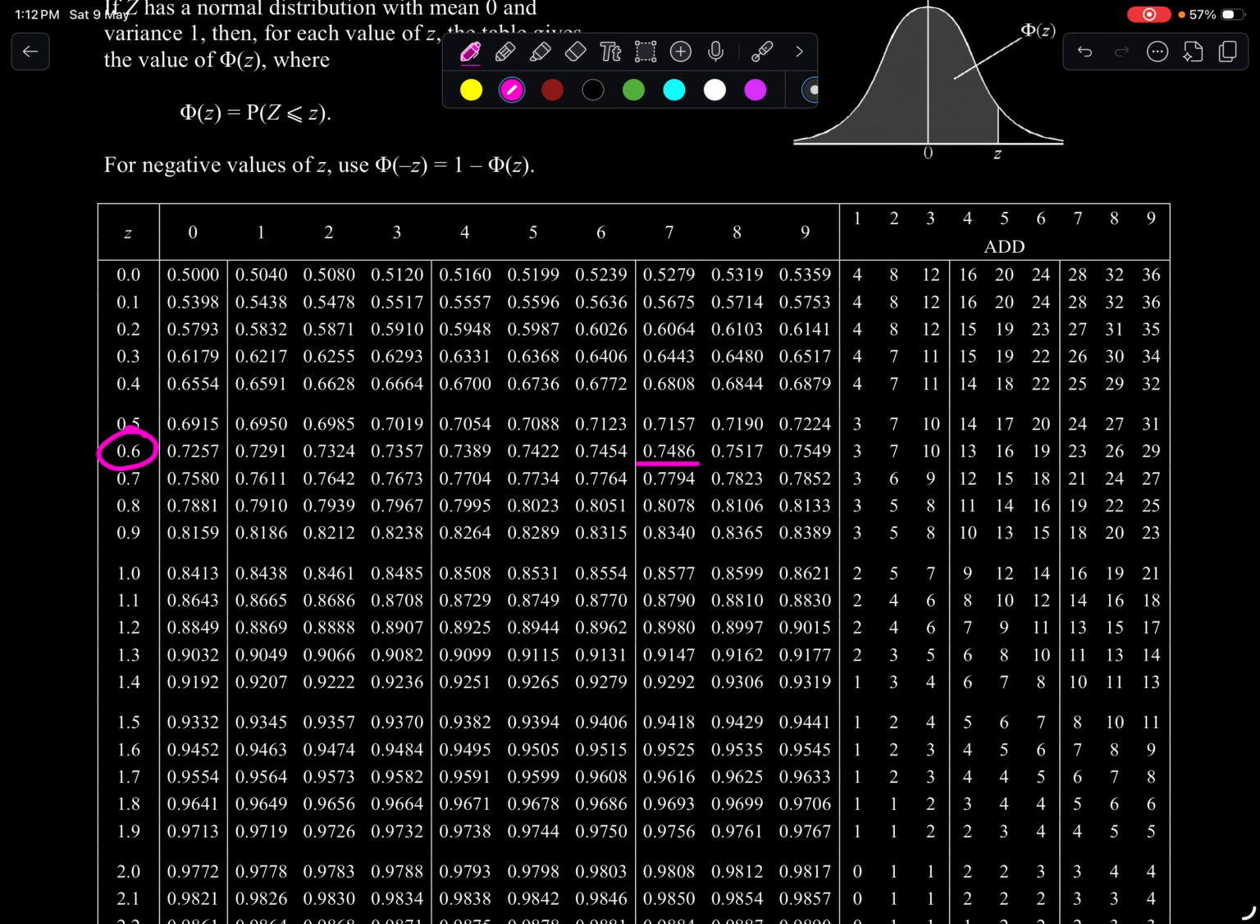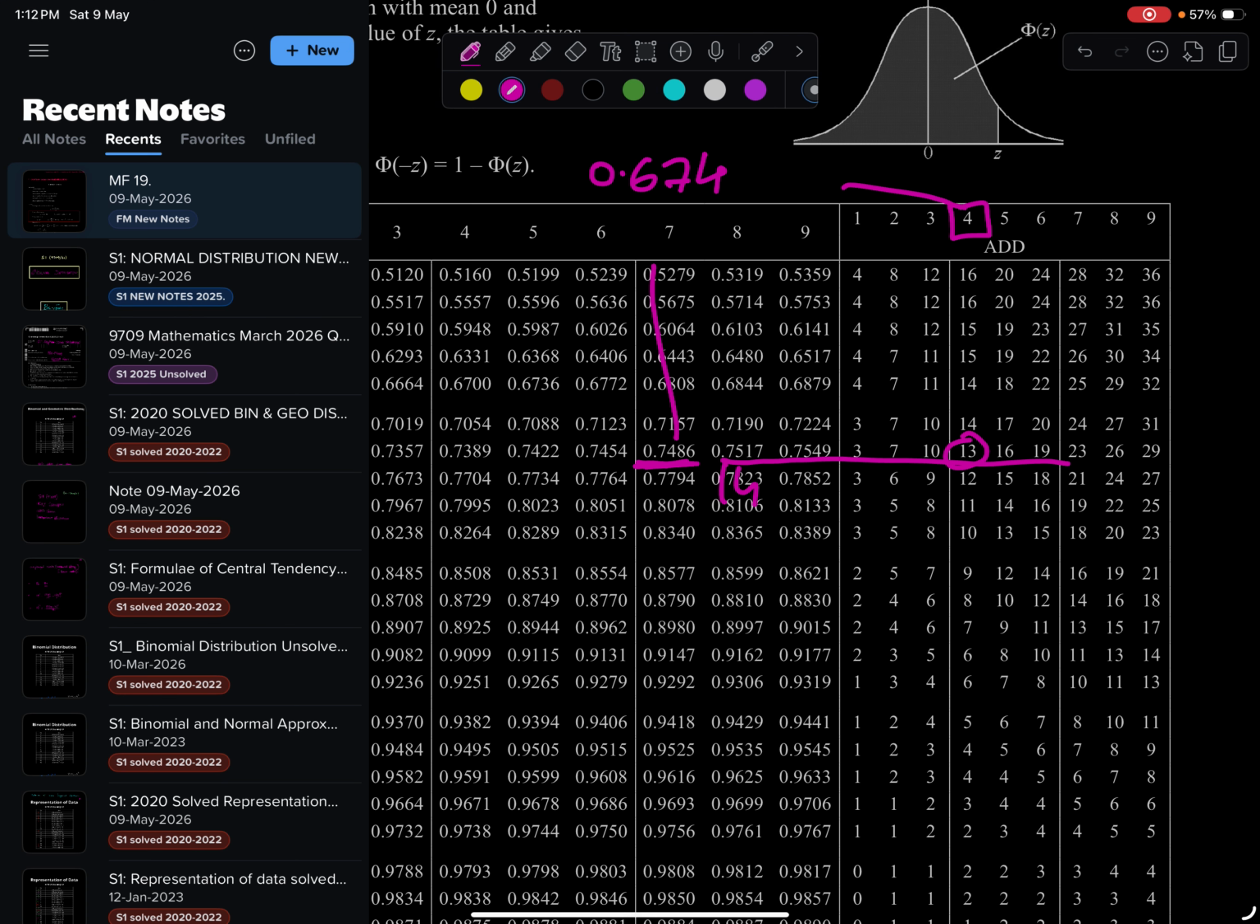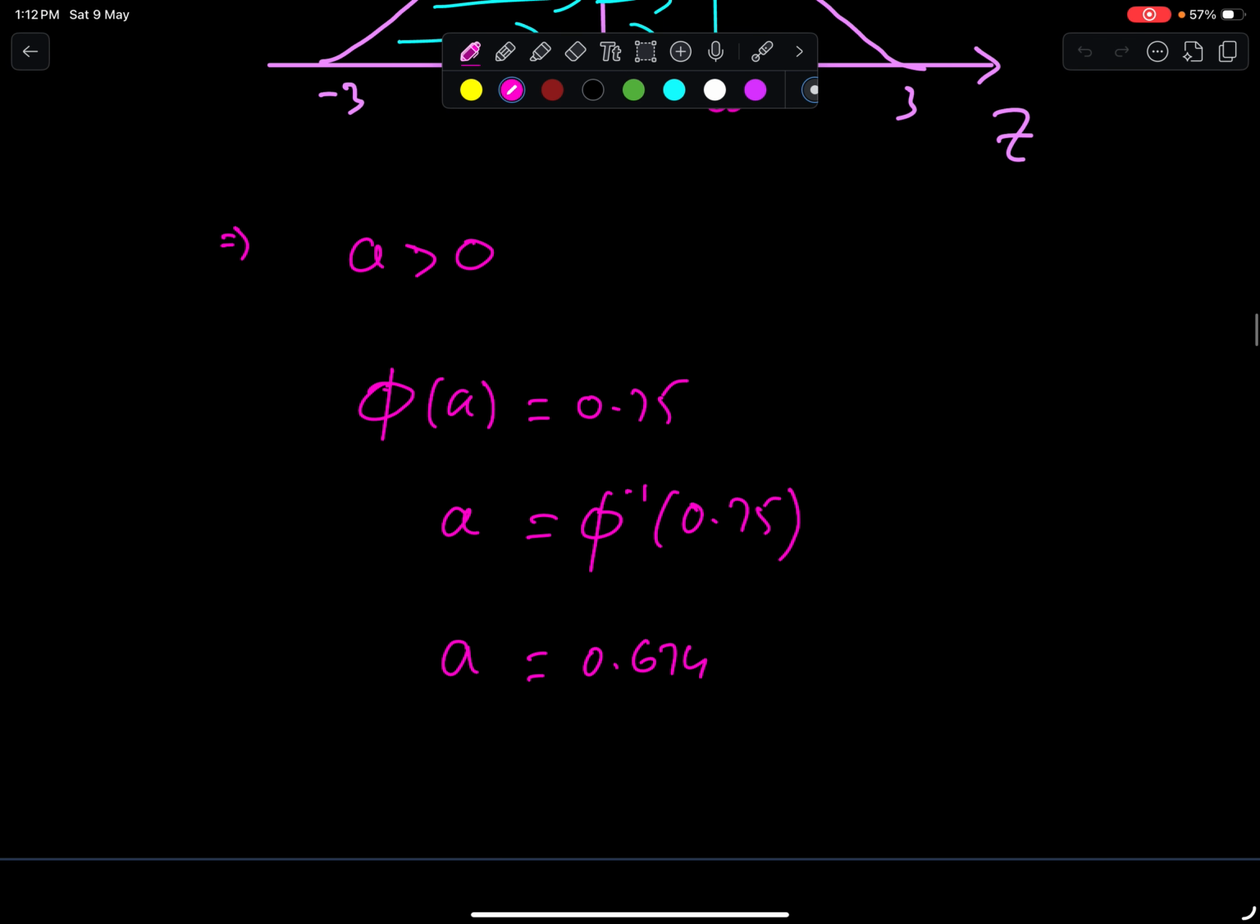First digit 0.6, this number is under 7, so 0.67, and how much is missing? What should be added into this number to get 0.75? 14 is added, so 14 is required. So check 14 in this row. 14 is not available, a less than number is available, 13. So take 13. So the answer is 0.674, right? So phi inverse 0.75 is 0.674. This is here.